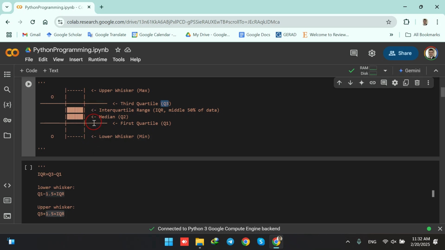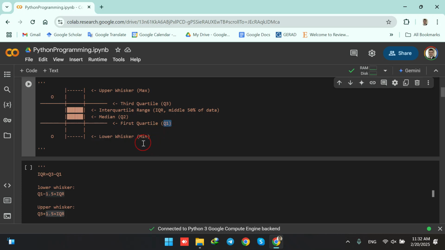Okay, 75% is below, and the remaining 25% is above this. And this is how we can have Q1, Q2, and Q3. We also discussed the interquartile range, which is Q3 minus Q1. It's going to give us this part. And finally, let's talk about outliers.